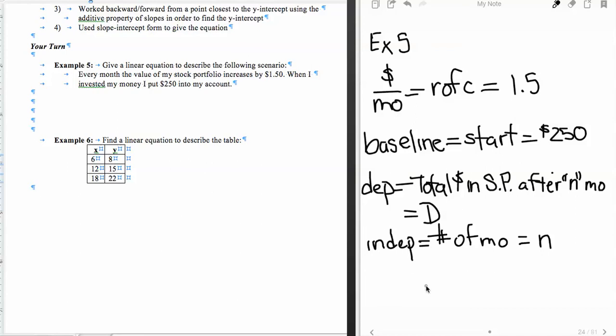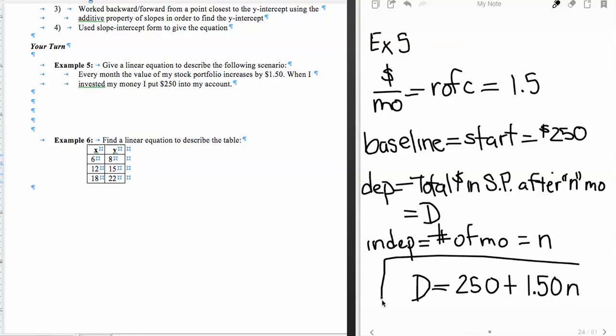And so now I'm going to write my model. My dependent value, the total dollars in the stock portfolio after N months, is equal to my baseline, which I started with 250, plus the rate of change, $1.50 per month, times those number of months. And there I go. There's my model. And so my value of my stock portfolio starts out at $250 when I first put it in, N equals 0, and it increases by $1.50 each time.